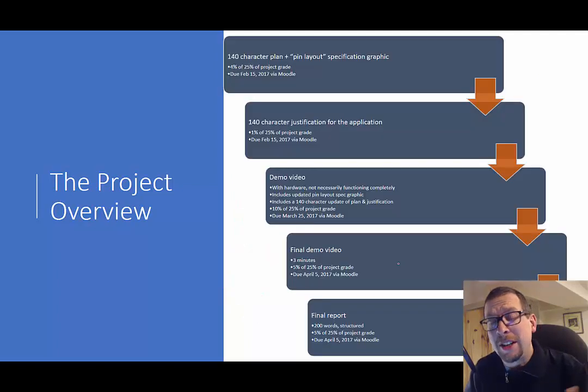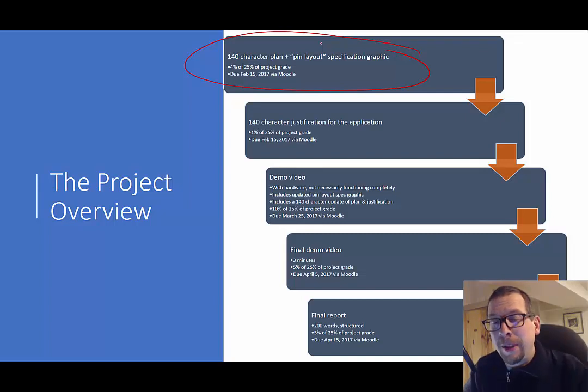All right, so the project itself is broken up into a number of stages. The very first one is going to be a 140-character write-up that you do with a little graphic that shows the layout of what connects to what. And that'll be worth the 4% of the 25% of your project grade. And that's going to be due mid-February as an assignment on Moodle. Basically, submit a 140-character description of it and a pin layout or a connection layout for your project, and that's worth 4%.